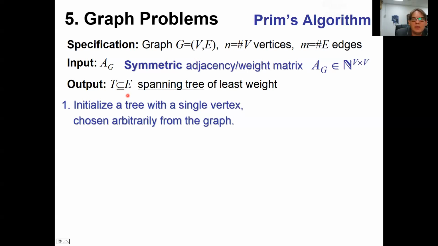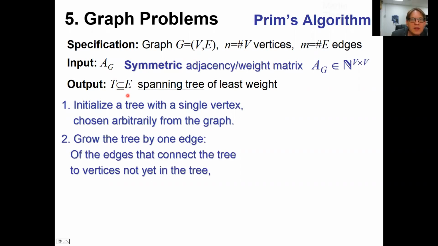So one loop invariant of Prim's algorithm is that it maintains a subset of the edges that forms a tree of least weight, but not necessarily spanning yet, but spanning increasingly large subparts of the original graph. So we have this tree that consists of a single vertex initially, which is chosen arbitrarily from the graph. And then we grow that tree edge by edge, one by one.